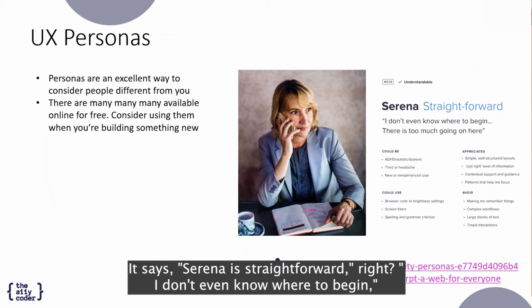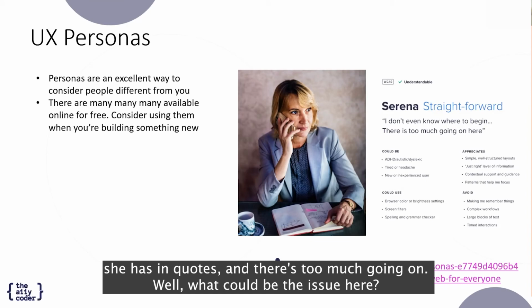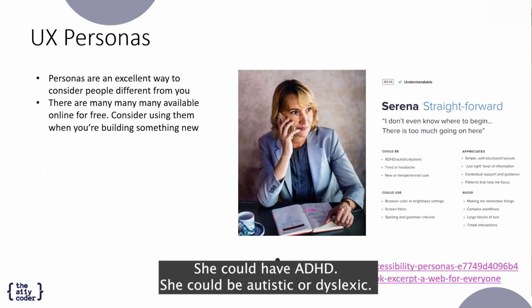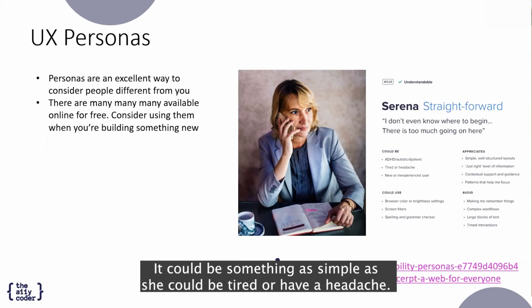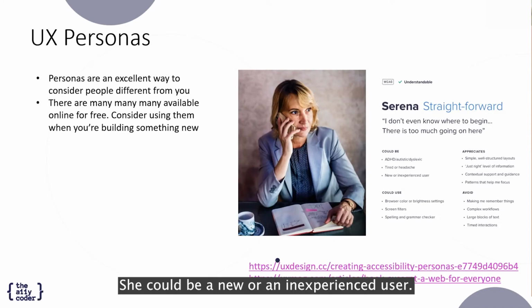On screen, I have a quick screenshot of a usability persona. It says, "Serena is straightforward, right? I don't even know where to begin," she says in quotes, "and there's too much going on." Well, what could be the issue here, right? She could have ADHD, she could be autistic or dyslexic. It could be something as simple as she could be tired or have a headache. She could be a new or an inexperienced user.